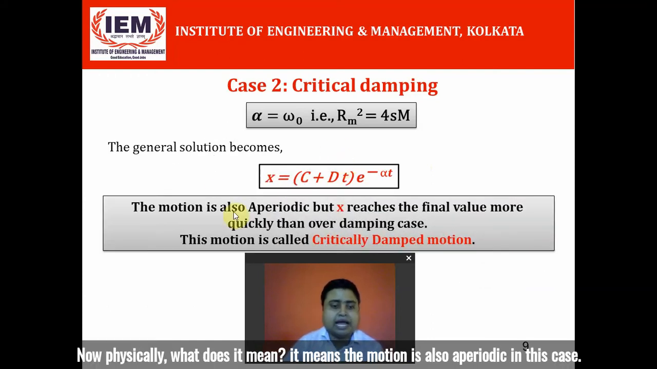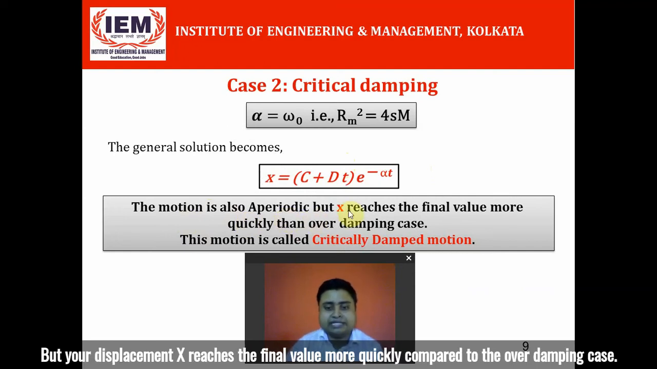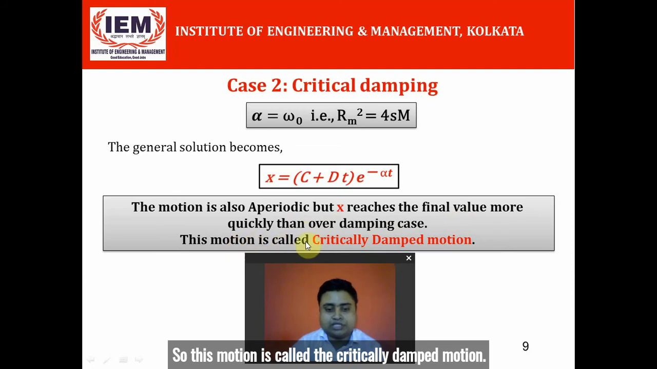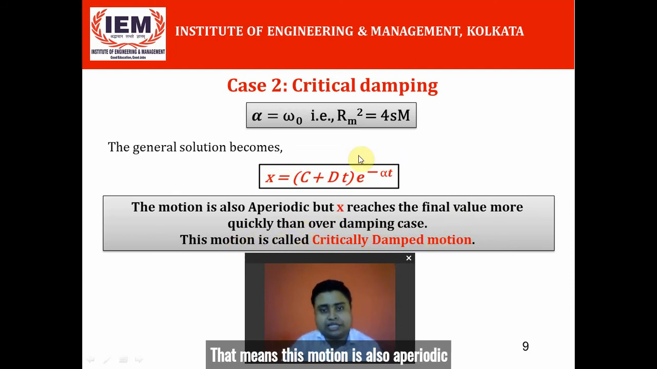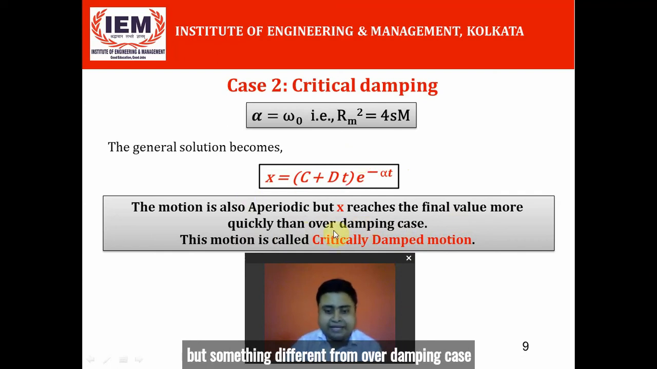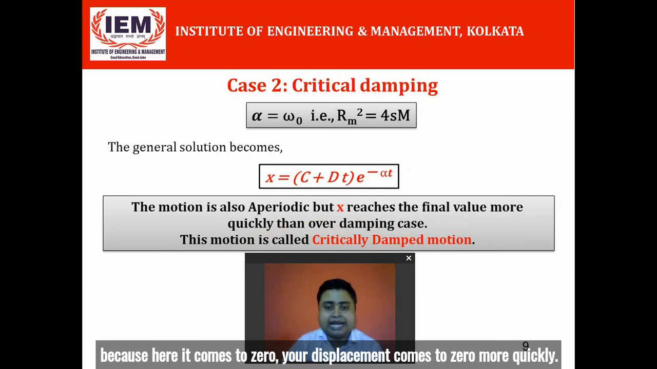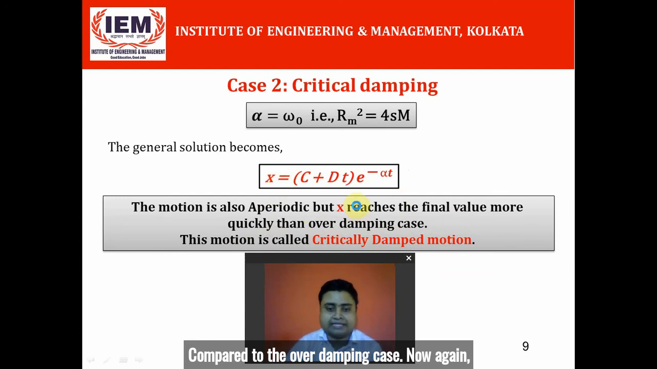It means the motion is also aperiodic in this case, but your displacement x reaches the final value more quickly compared to the over damping case. So this motion is called the critically damped motion. That means this motion is also aperiodic, but different from the over damping case, because here your displacement comes to 0 more quickly.